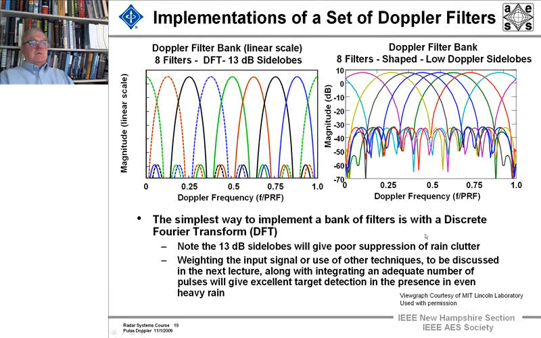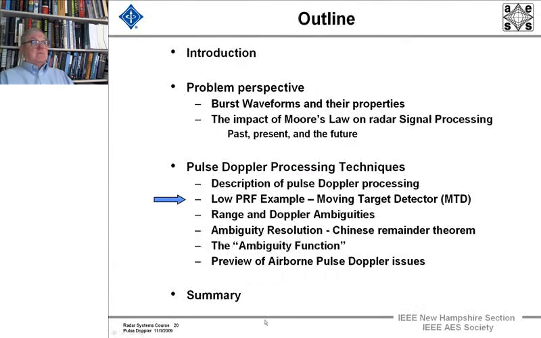So weighting of the FFT is a simple way, along with an adequate number of pulses, of giving excellent target detection, even in the presence of rain.